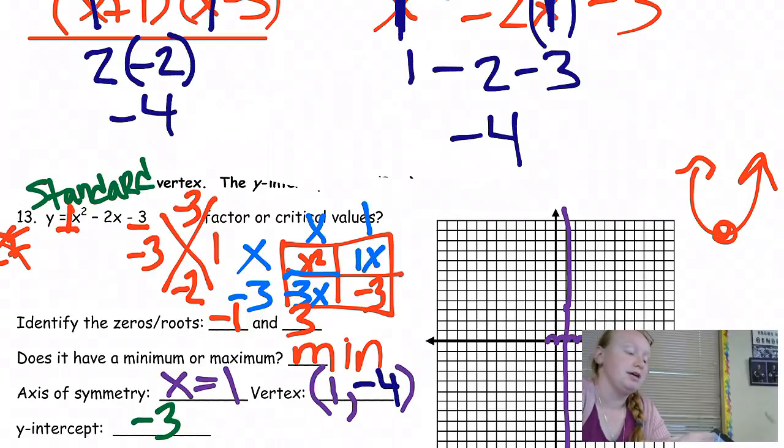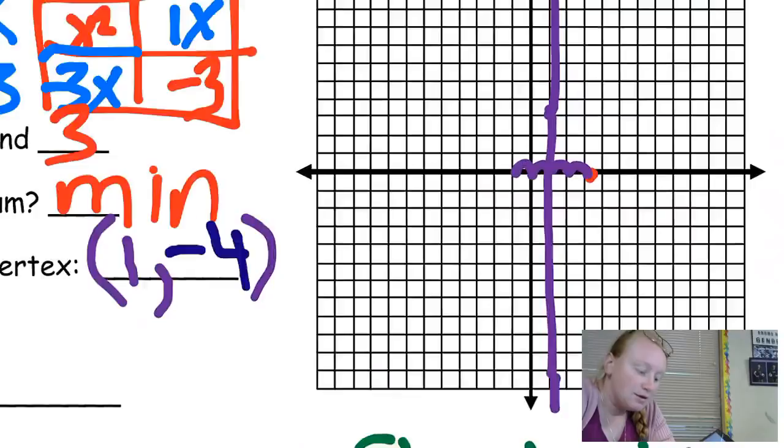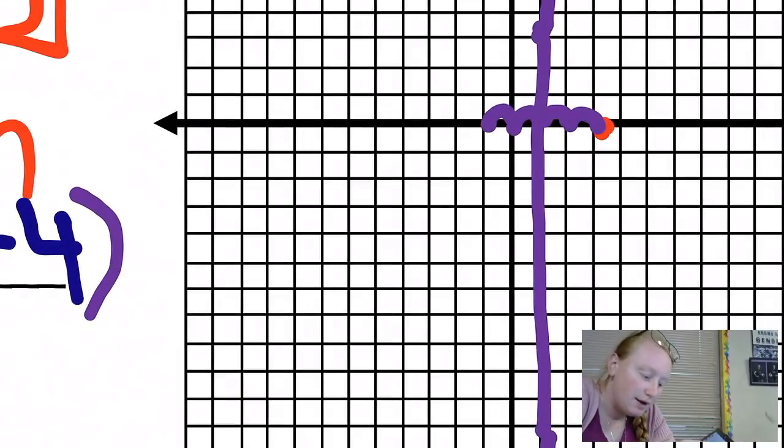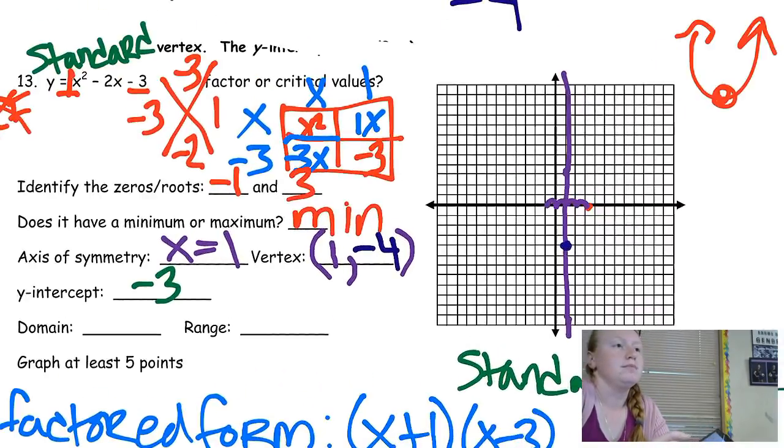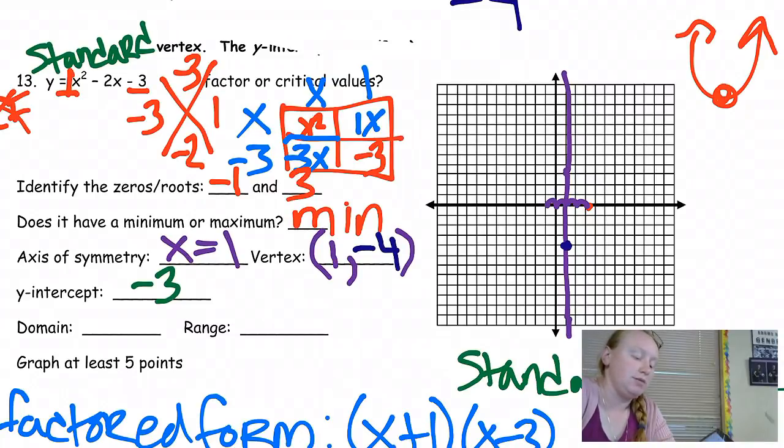So if I go to put my vertex on my graph, I'm going to go to 1, negative 4. 1, 2, 3, 4. Put my dot there. So I get my U shape. Except that's not good enough, because right now you only have 3 points. That's what I required last time, last chapter. I'm now looking for 5 points in almost every case. There's a few exceptions, but this is not one of those exceptions.